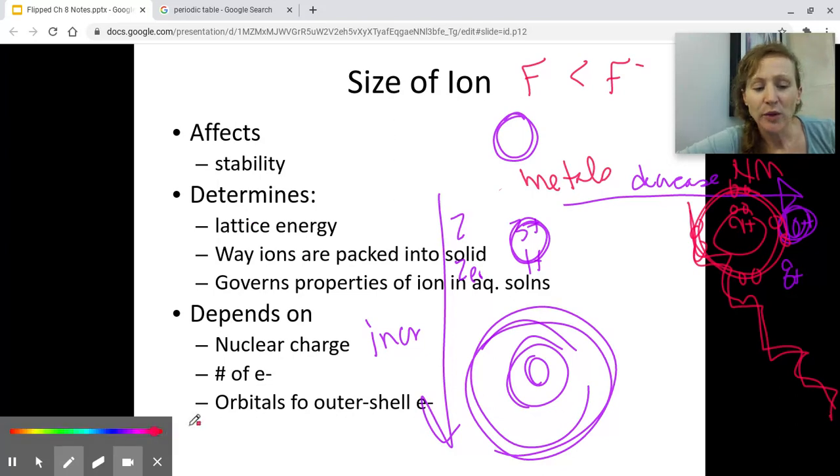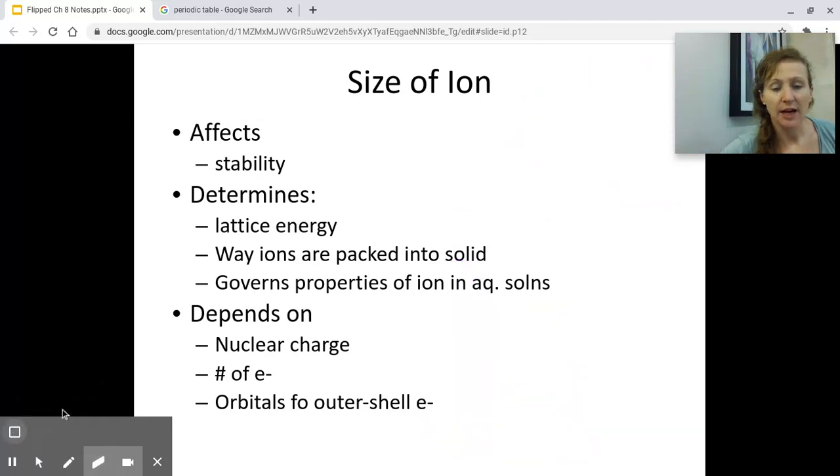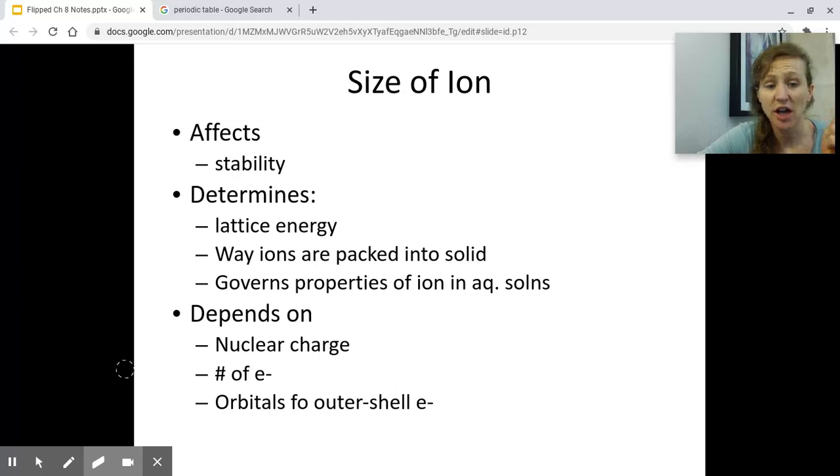Okay, so why do we care about the size of the ion? Well, the size of the ion affects bonding greatly. It affects stability. It determines lattice energy, the way ions are packed into a solid. It governs properties of ions in aqueous solutions. The size of the ion is going to depend on those factors we just talked about: nuclear charge, number of electrons, orbitals that are filled or emptied in the outer shell.